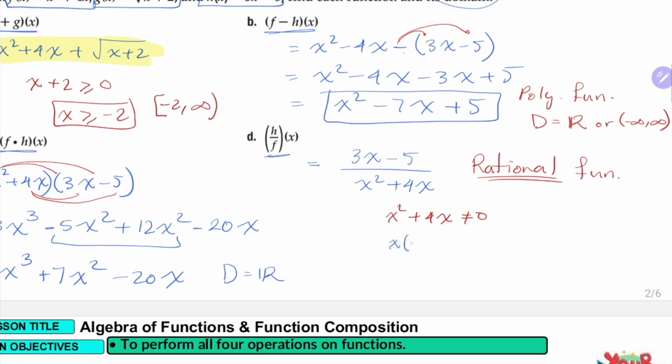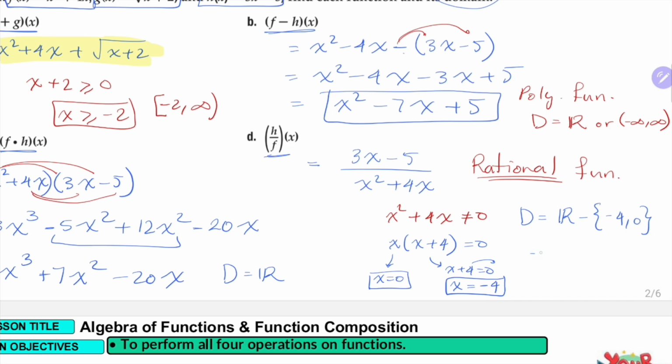So factor out x, which gives me x times x plus 4 equals 0. Take the first factor, x, set it equal to 0. The second factor, x plus 4, set it equal to 0. The first factor gives me x equals 0, and the second factor, when I solve it for x, gives me x equals negative 4. If I replace these two values, 0 and negative 4, in this function, it will give me an undefined value. And therefore, the domain of this function will be all real numbers except negative 4 and 0.